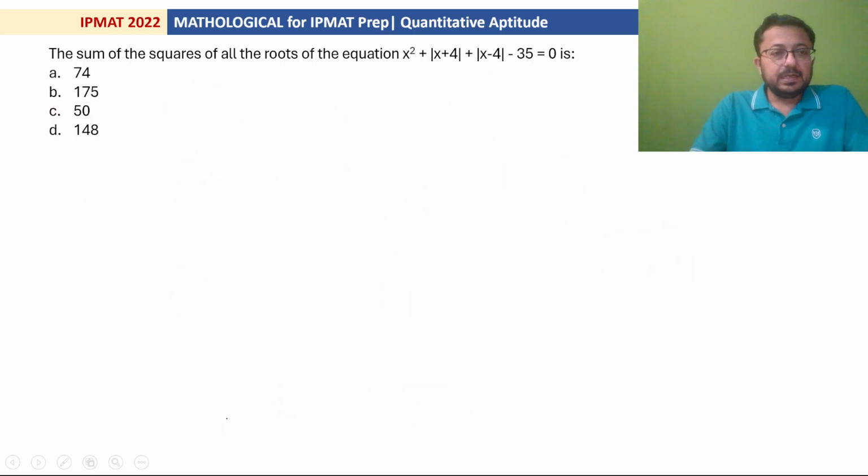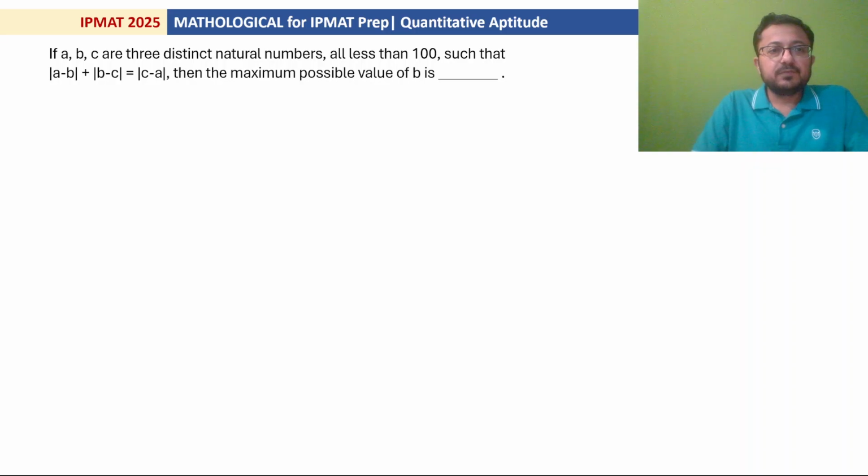ठीक है, next question. If a, b and c are three distinct natural numbers, all are less than 100, such that mod of a minus b plus mod of b minus c is equal to mod of c minus a, then maximum possible value of b क्या होगा? Maximum possible value of b, what can be that value?